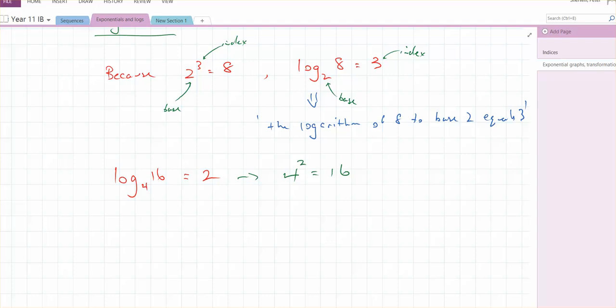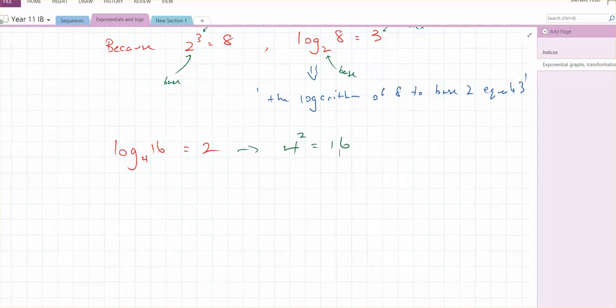Okay, some more examples. Let's say log of a fifth to base 5, well, that's equal to minus 1, because 5 to the minus 1 is equal to 1/5.